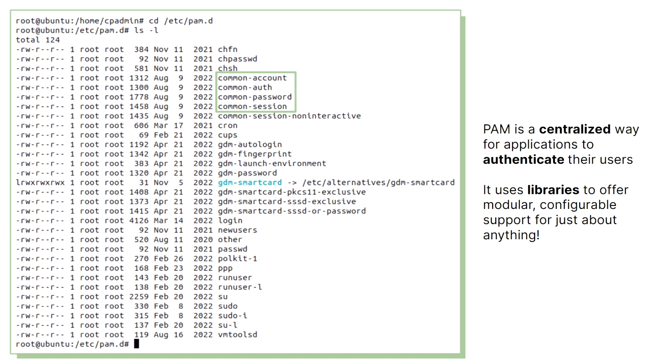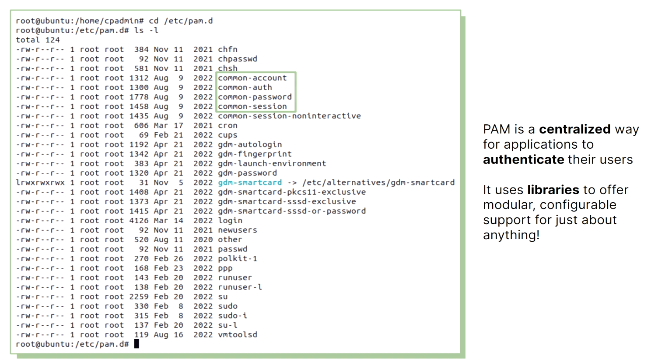But these common-dash-whatever files, whether account, auth, password, or session, all four actually represent the common configuration that'll usually be applied to just about everything that falls under the category they define the behavior for. Now, like it says here, PAM is a centralized way for applications to authenticate their users. And authentication is really making sure a user is who they say they are.